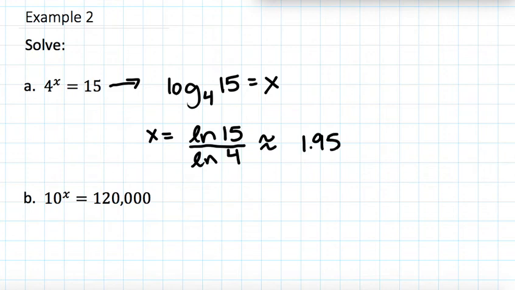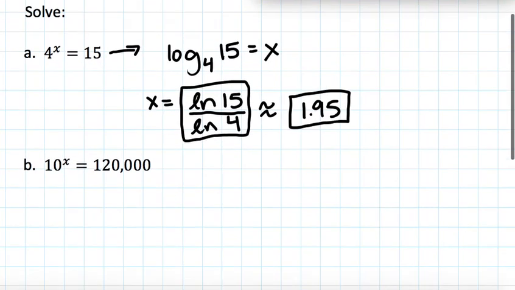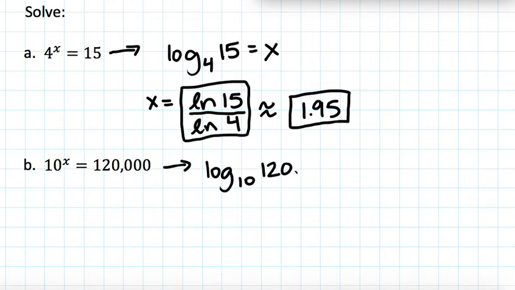For these problems in the homework, it'll say to round to 2 numbers after the decimal point. So both of these are going to be, you'll see in the homework, things that you're going to input. For part B, this one is 10 to the x equals 120,000. So when I rewrite this in log form, it's going to be log base 10 of 120,000 equals x.